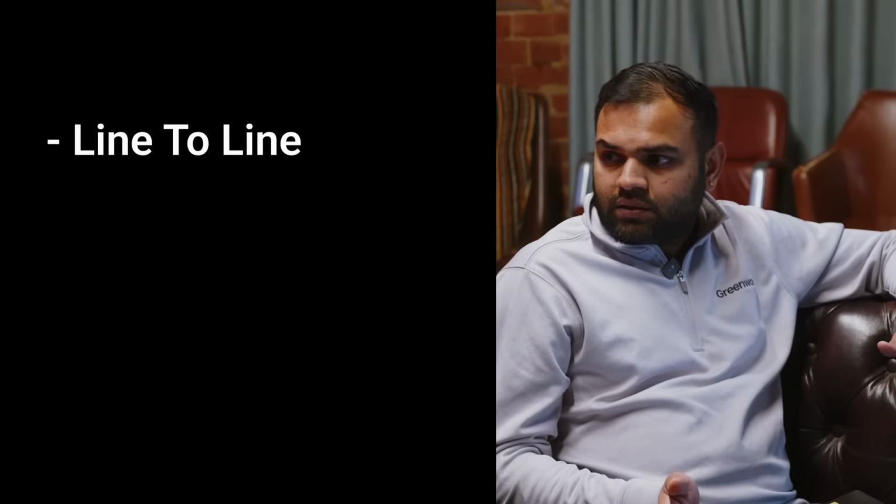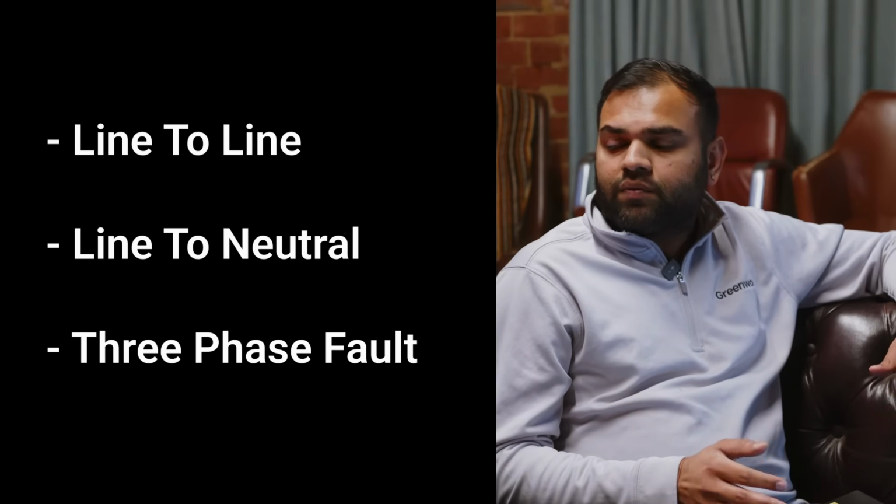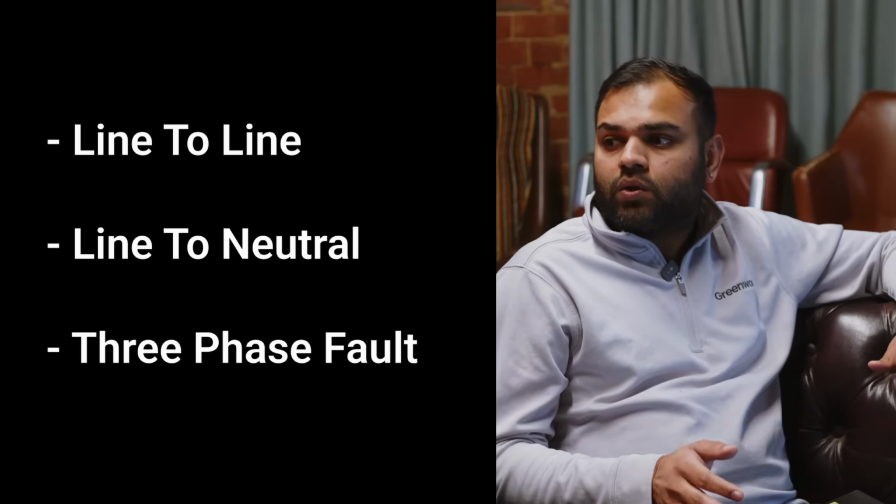Can you go through the different kinds of short circuit faults there actually are? Because I know there are a few different kinds. Yeah, so short circuit faults might include line to line or line to neutral. Or a three-phase fault, which is between all three of the lines. So that'd be the worst one. Yeah, when L1, L2, L3 are all shorting out together.